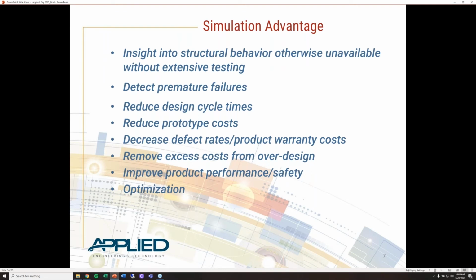Some of those things are listed here. Insight into structural behavior otherwise unavailable without extensive testing. We can detect premature failure. Again, we can reduce design cycle times. We can reduce prototype costs. We can decrease defect rates and product warranty costs. We can also remove excess costs from overdesign, improve product performance, and optimize products, all with various simulation tools.